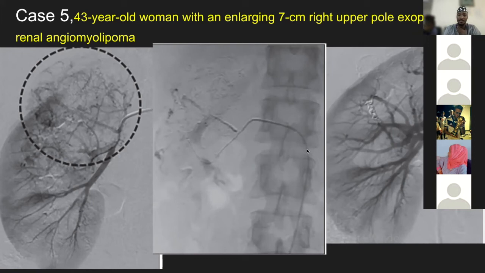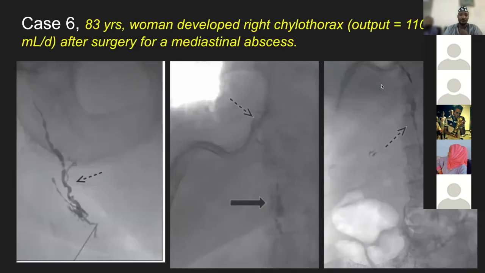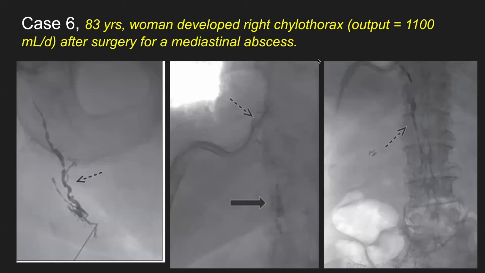So they went in, and in this case, they also used ethanol, which was combined with the Lipiodol. And then you can see the cast of the small vessels here. It's because they used the Lipiodol. And then in the late images after embolization, you could see there was revascularization of the kidney, but the tumor was devascularized. Then the sixth case was a woman who developed right chylothorax following surgery for a mediastinal abscess.